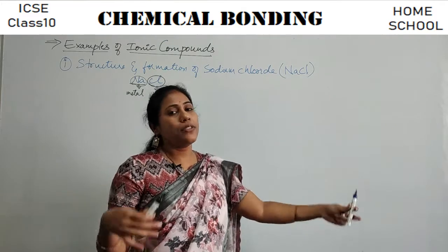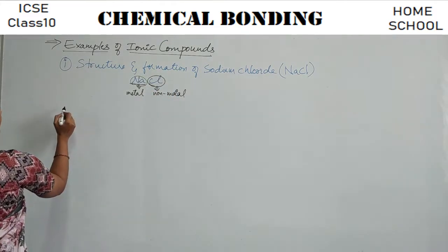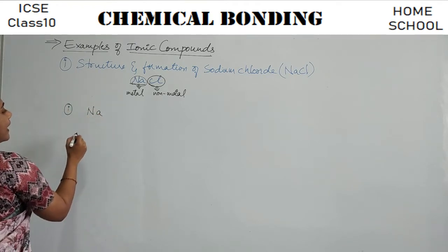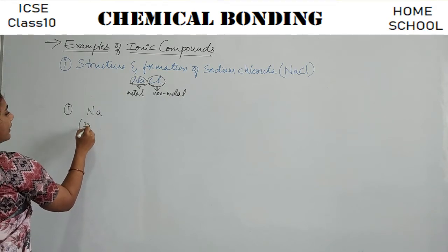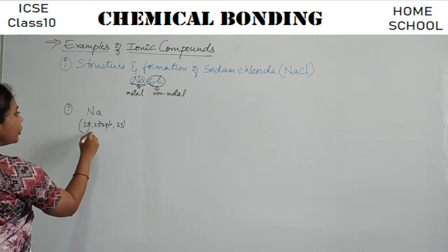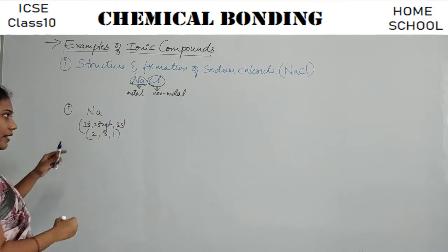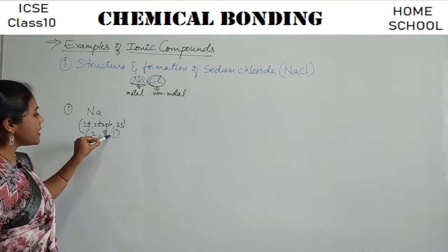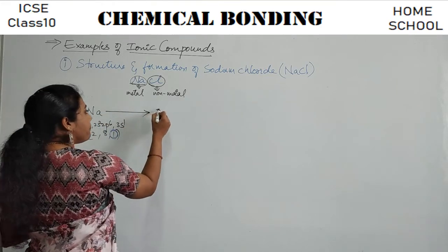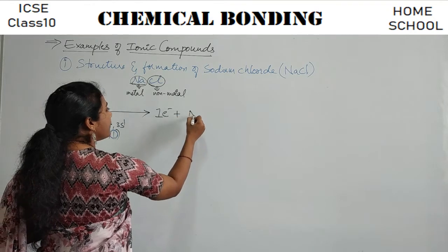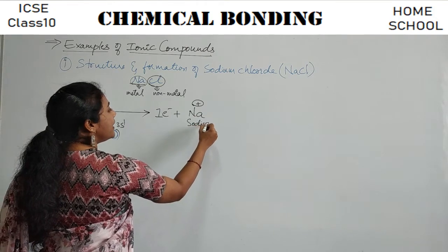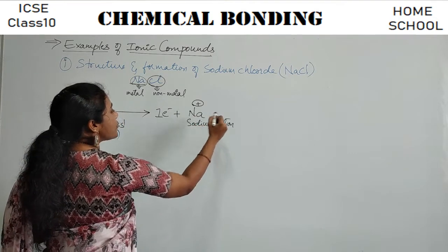Now let us see the formation of the sodium cation. Because it's a metal, it loses an electron, isn't it? So the very first step: our sodium is there, with electronic configuration 1s2, 2s2, 2p6, 3s1, that is 2, 8, 1, unstable. So it will try to lose this particular electron. One electron it will lose and it will become Na plus. We call it the sodium cation.